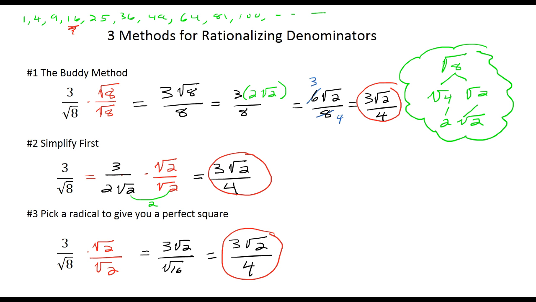The second one is to simplify the radical first and then choose the buddy. And the third one is to just look and see what kind of a perfect square you could get if you multiplied a different radical times your denominator.